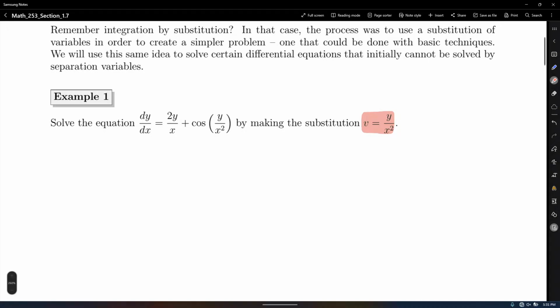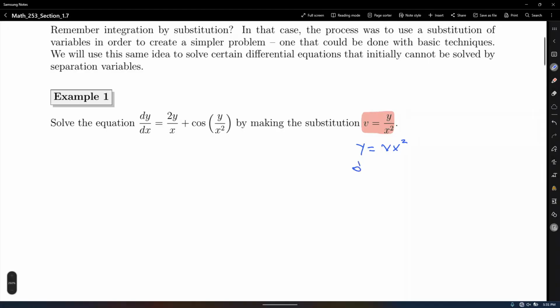All right. Okay. So from here, what we do, let's solve for y. y equals vx squared. So that's going to be our substitution. From here, we're going to differentiate, okay? Because in this case, all of them, v, y, and x, they all depend on x. When we do the product rule for this, we need to use the chain rule somehow, all right?